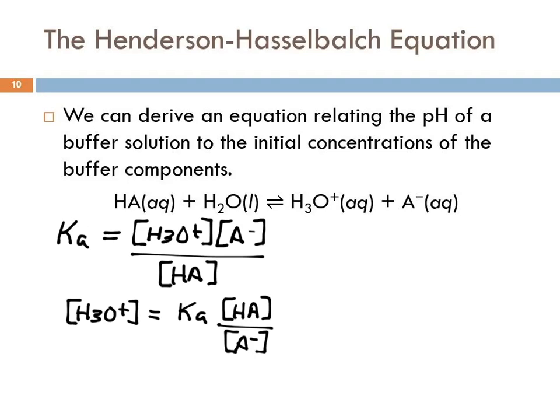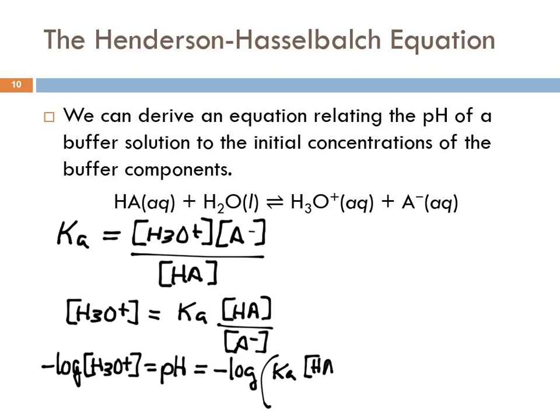Well, how do I get pH? Negative log, right? So I'm going to take the negative log of this side and the negative log of that side. So negative log of the hydronium ion concentration, that equals the pH. That must equal the negative log of this mess, Ka times HA over A minus. Right?